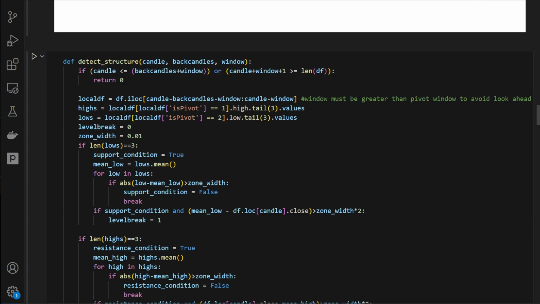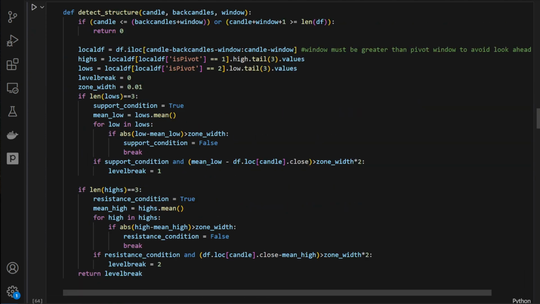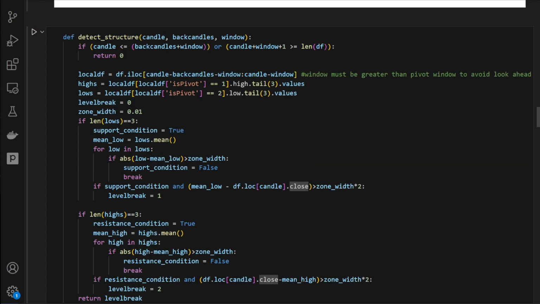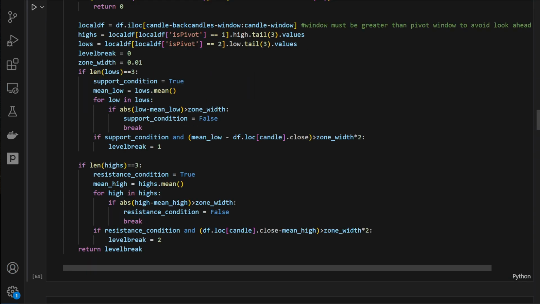Now I will be using the detect structure function from the previous video. This is the function that will be detecting the support or resistance zone and detecting as well if we have a breakout for this key level. It's going to detect 3 bouncing points on one same level, which could be a support or resistance level. This level will be marked as a key level. Then the function will also test if we have a breakout in the upper direction or in the lower direction, depending on whether we are talking about a resistance or a support level. And it's going to return a number.